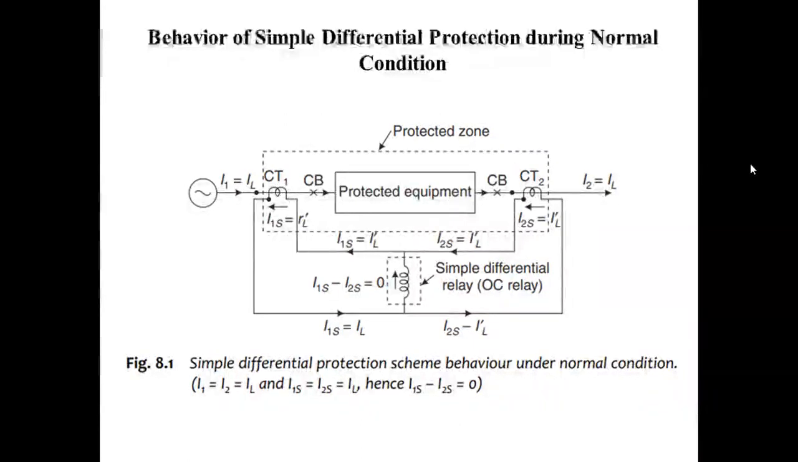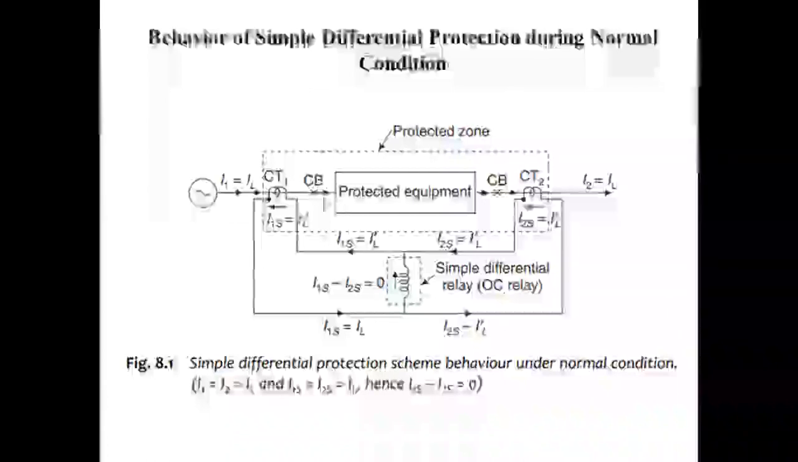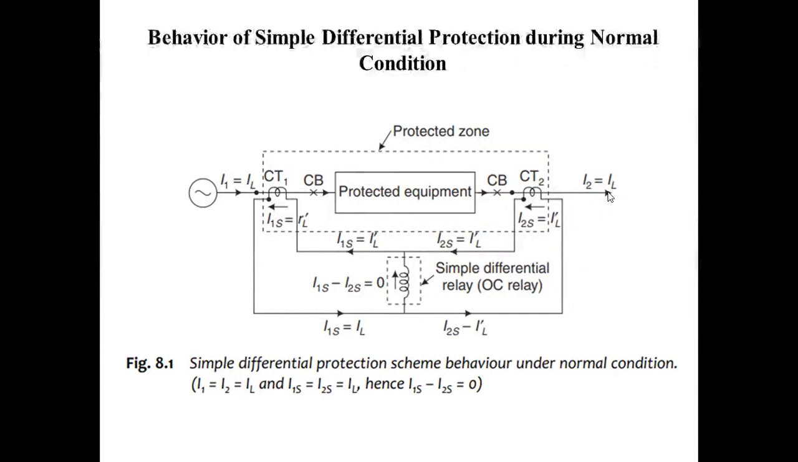This is your CT1, and this is CT2. This is your protected equipment, and on both sides of that protected equipment, circuit breakers are connected. And this is your transmission line. These CTs are connected by a wire, and this wire is known as a pilot wire. In the pilot wire there is a relay connected across them. It means in that pilot wire we connect a simple differential relay. This is the OC relay, meaning overcurrent relay.